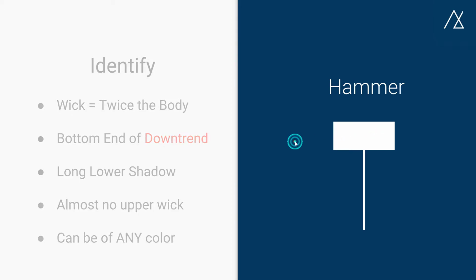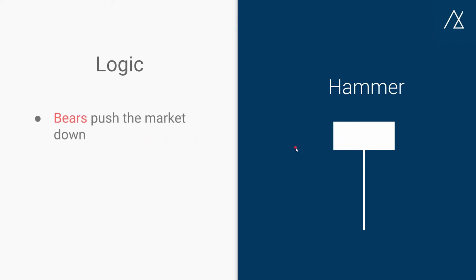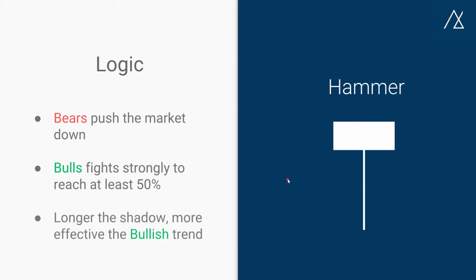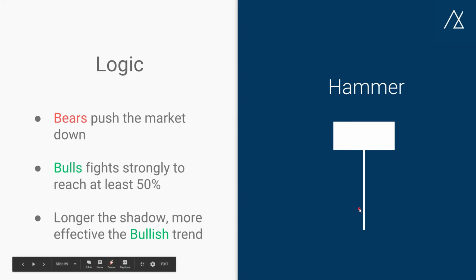Right. So the first thing is, what is the logic behind it, right? The bears push the market down, and the bulls have fought strongly to reach at least 50% of the level, right? And the longer the shadow, the more effective the bullish trend.